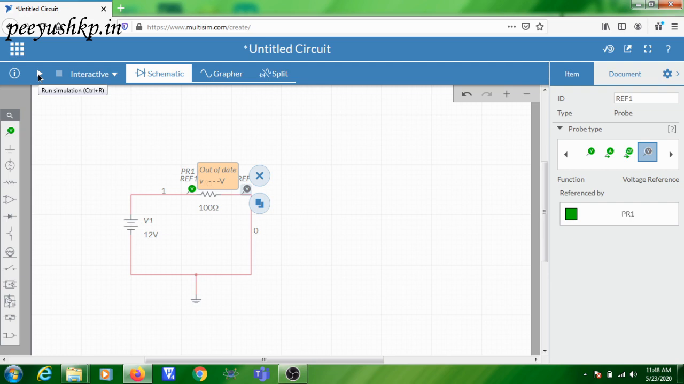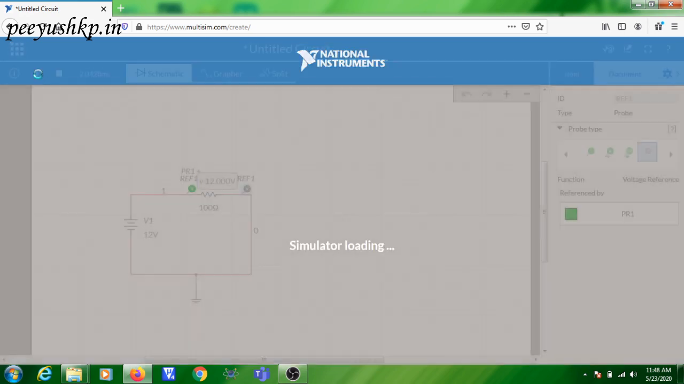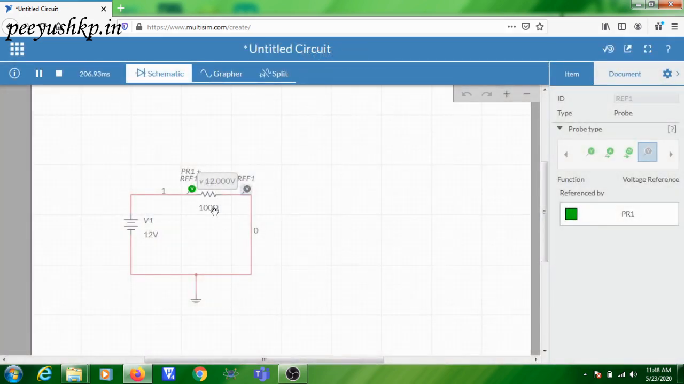You can click on the simulation. Now you can see the voltage across this resistance. It is 12 volt. Why? Because you are using a 12 volt voltage source here. Here we have three options for displaying the analysis value. For analysis we are using voltage.